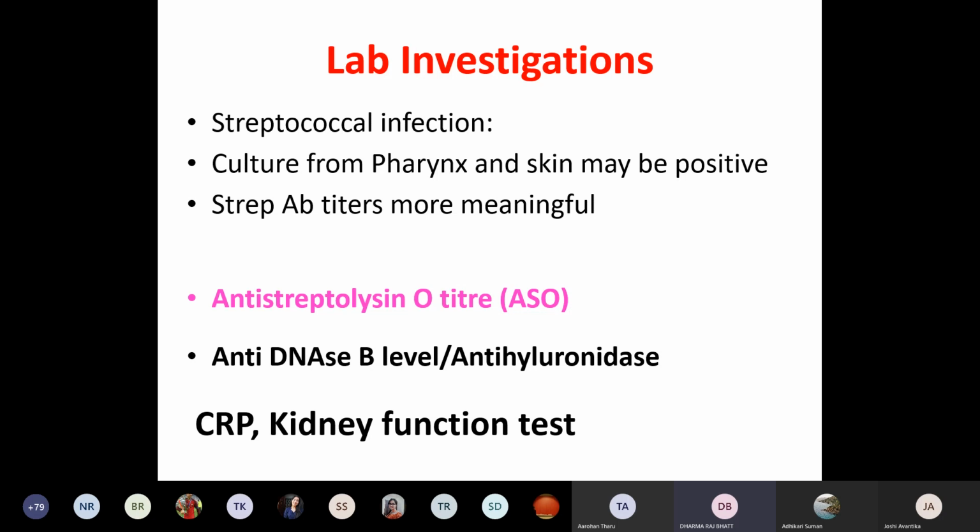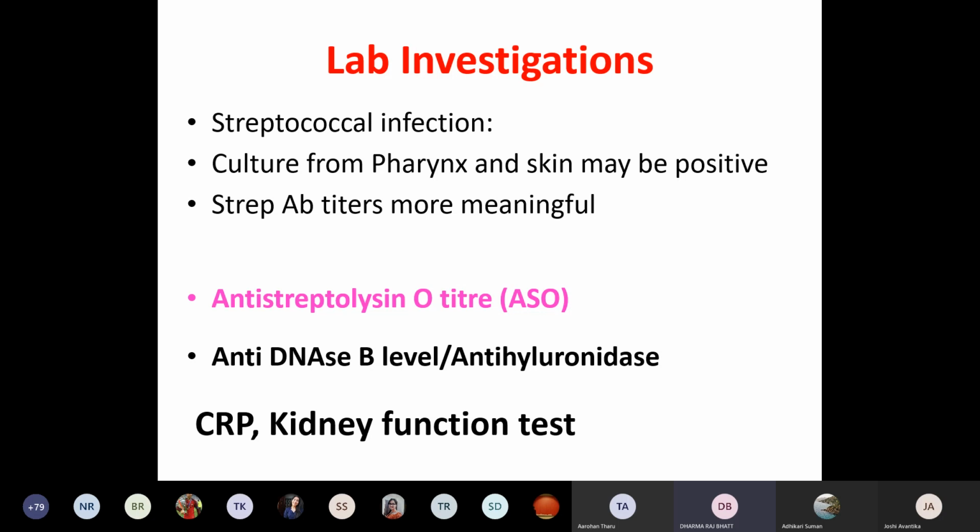Apart from this, we have other antibodies, such as the anti-DNase B level in the serum. Also, anti-hyaluronidase antibodies can be detected. These are specific to group A Streptococcus.